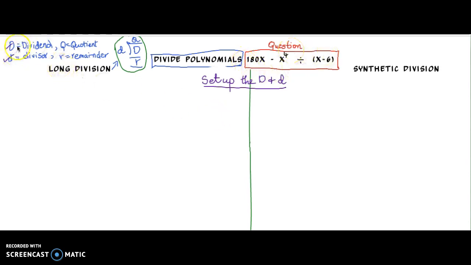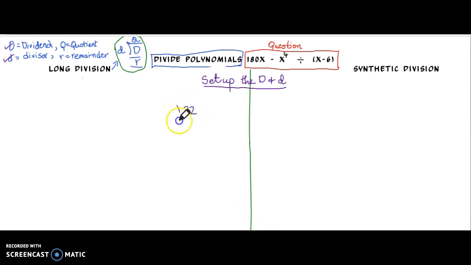Some abbreviations I'm going to be using are capital D for the dividend, which is a number that is being divided, small d for divisor, which is a number by which we divide, Q is the answer, the quotient, and R is the remainder.